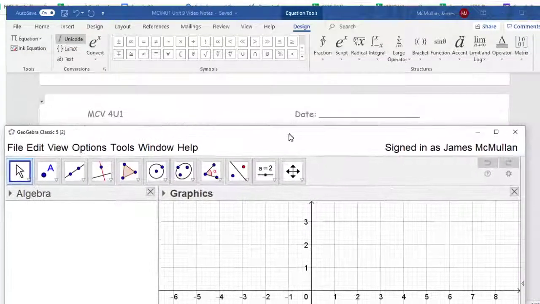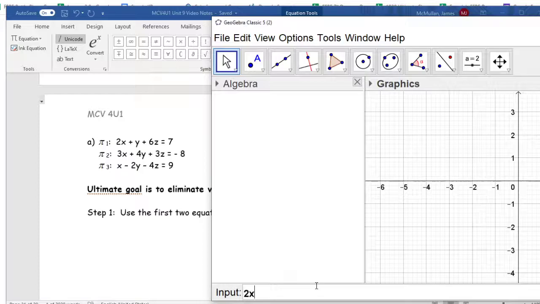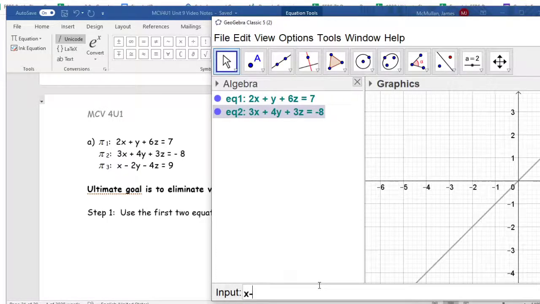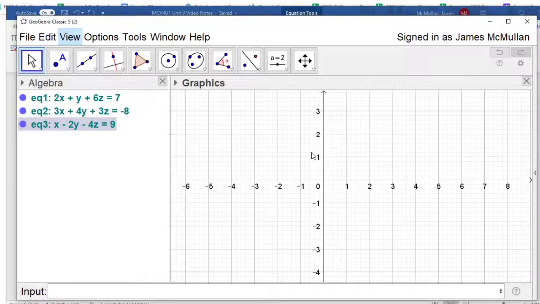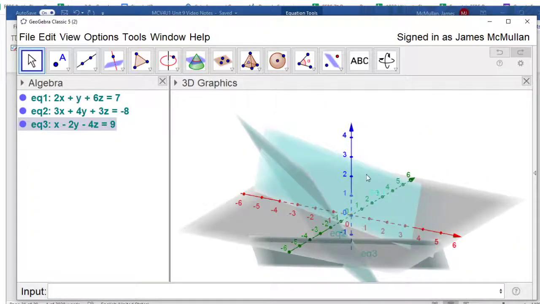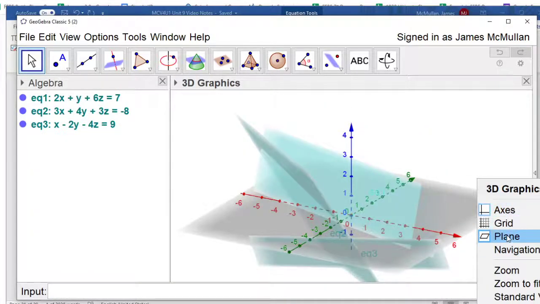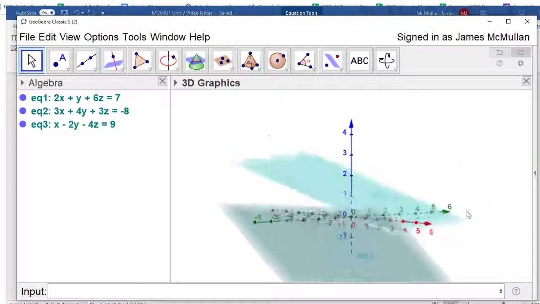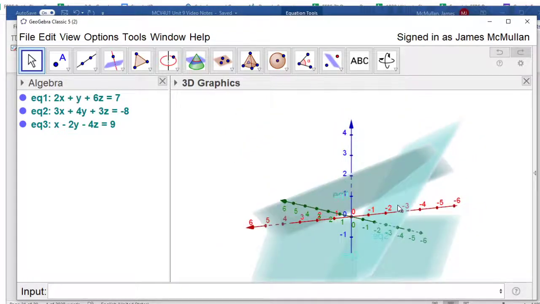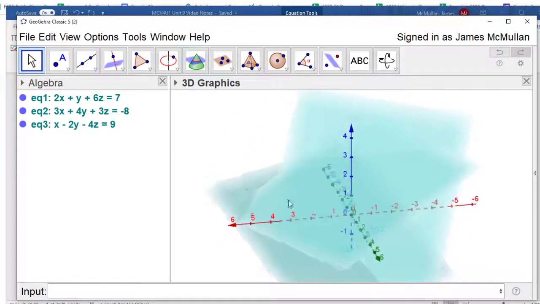Okay, so I'm going to type the equation for the planes. So 2x plus y plus 6z equals 7. 3x plus 4y plus 3z equals negative 8. X minus 2y minus 4z equals 9. Then let's take a look at what they look like. Now again, this can be a bit difficult to interpret, so let's drop the plane. And you can see that none of those are parallel, and none of them are coplanar. So the three normals are not coplanar.